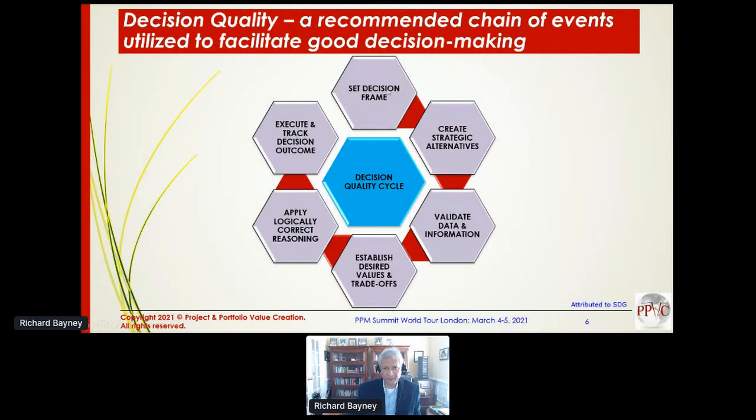They begin with setting the right decision frame, that is, what problem we're going to solve. The 2 areas I will touch on today are the creation of strategic alternatives and the validation of data and information, establishing desired values and trade-offs, the application of logically correct reasoning, and the execution and tracking of your decision outcome.